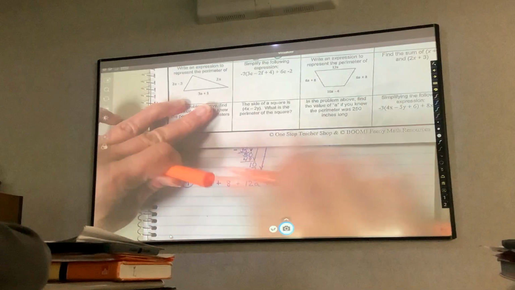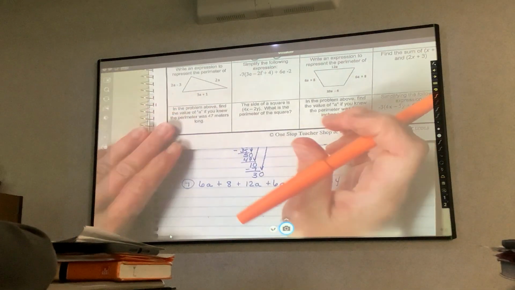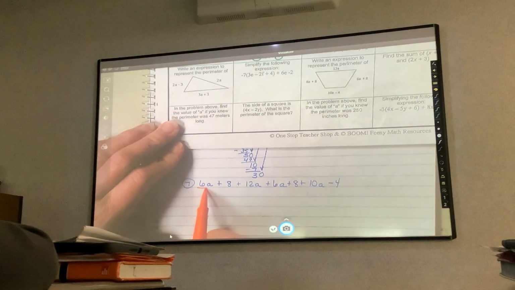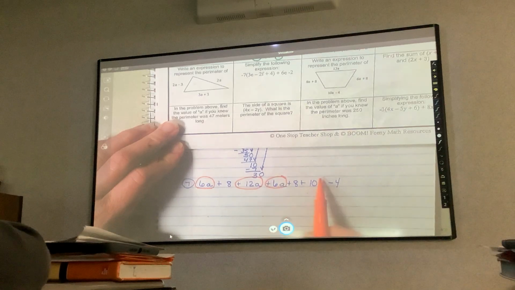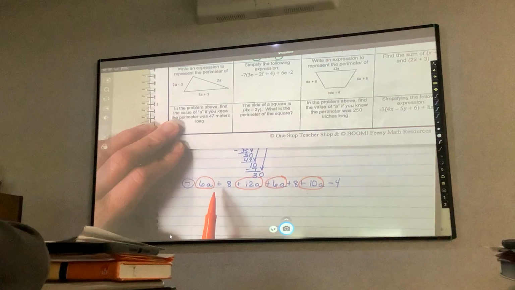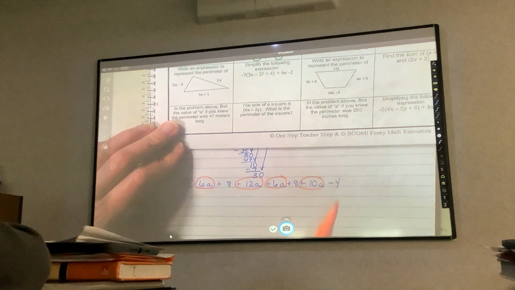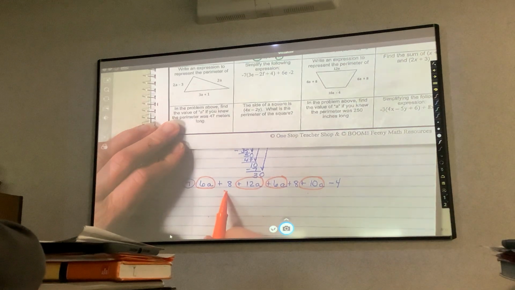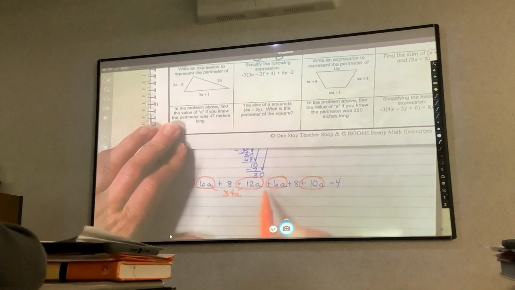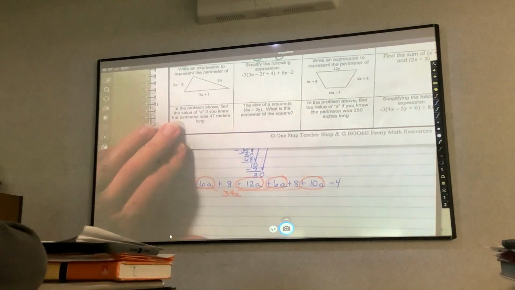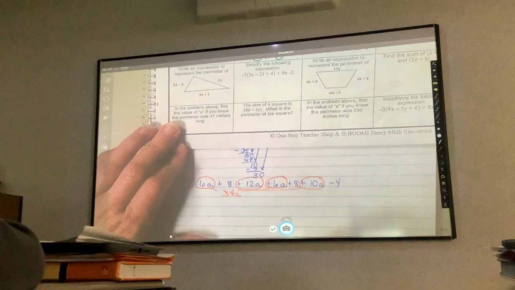Combine like terms. Like terms means anything with the same letter. So I have a 6a, 12a, and take the sign in front of it. Another 6a, 10a. So 6 plus 6 is 12, 12 plus 12 is 24, 24 plus 10 is 34. So I've got 34a. You can do that math in your head, as long as you show me that you're circling or somehow combining them.